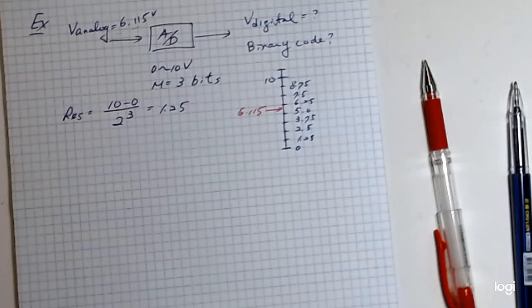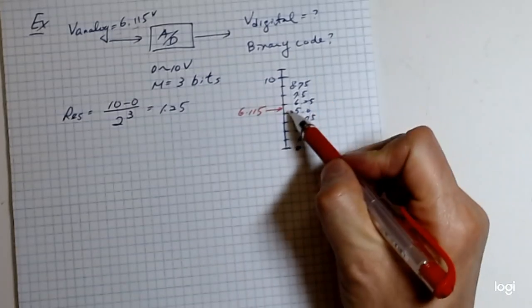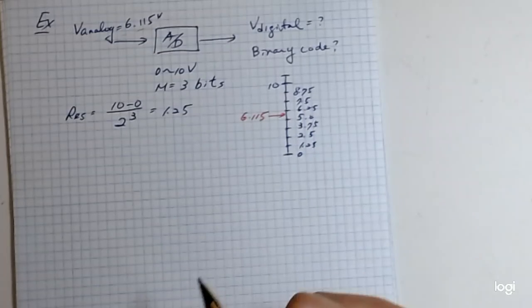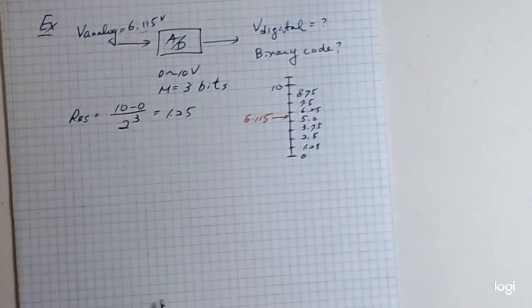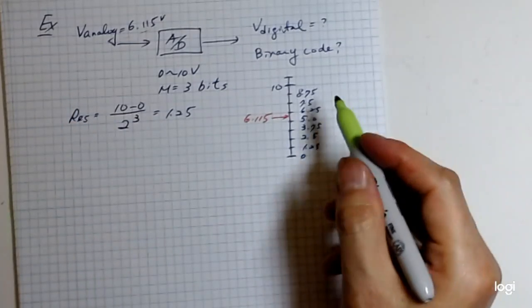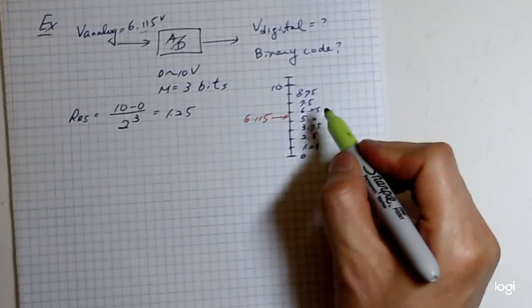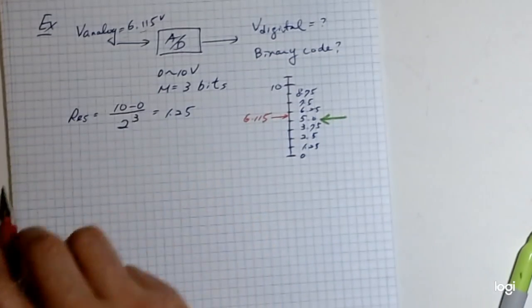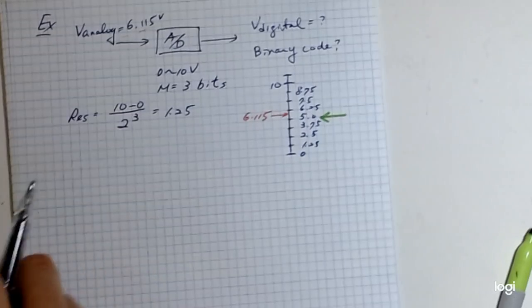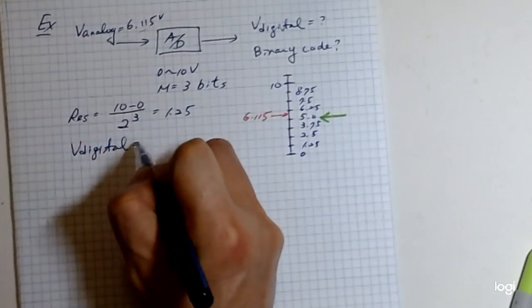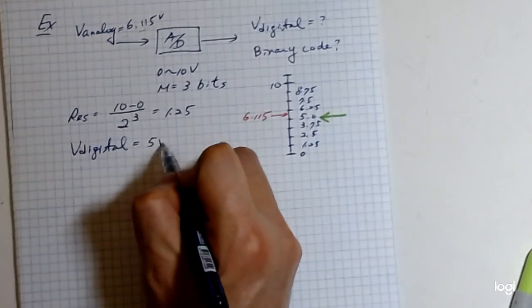So what will be the corresponding voltage? Got to be somewhere between 5 and 6.25. We pick the smaller one below. Remember we compare using the comparator. So your digital voltage is 5 volt.